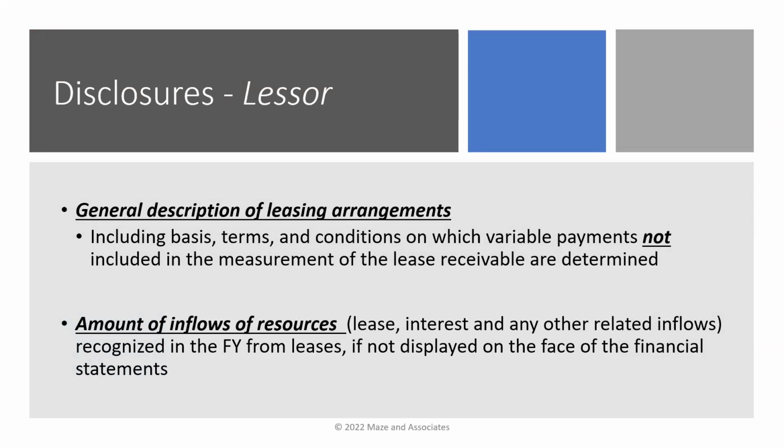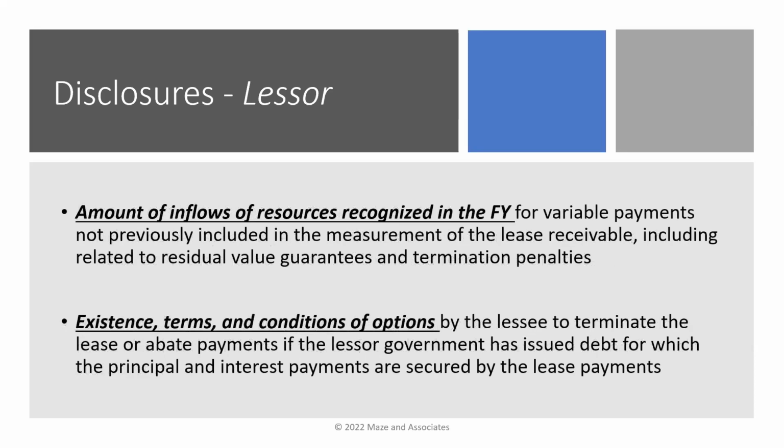If you don't have it on the face of the financial statements, then it needs to be in the note disclosure. Then the amount of inflows of resources recognized in the fiscal year for any variable payments that were not previously included in the measurement of a lease receivable. So if you have any variable payments that for some reason were not included, then you need to disclose that in the note disclosure. Existence, terms, and conditions of options by the lessee to terminate the lease with or abate the payments, because that's where it comes into play with linking to that question that was earlier. If there are some options that you're not sure if they're going to exercise, you need to include those in the note disclosure, because that's where it could change the accounting in the future if they were to exercise something. Because again, you as the lessor can't make the decision for the lessee.